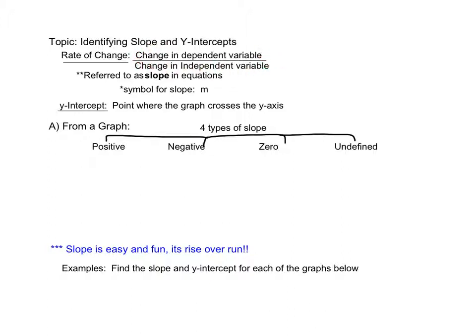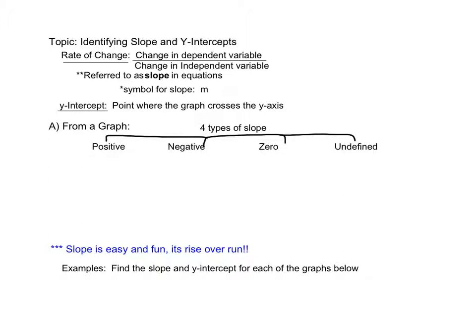But for now, like I said, we're just going to look at it from a graph. We won't worry about a formula yet. When we look at slope, the symbol we use is m. Our y-intercept is defined as the point on the graph where we cross the y-axis, or intersect the y-axis. When we look at a graph, there are four types of slopes we can have.